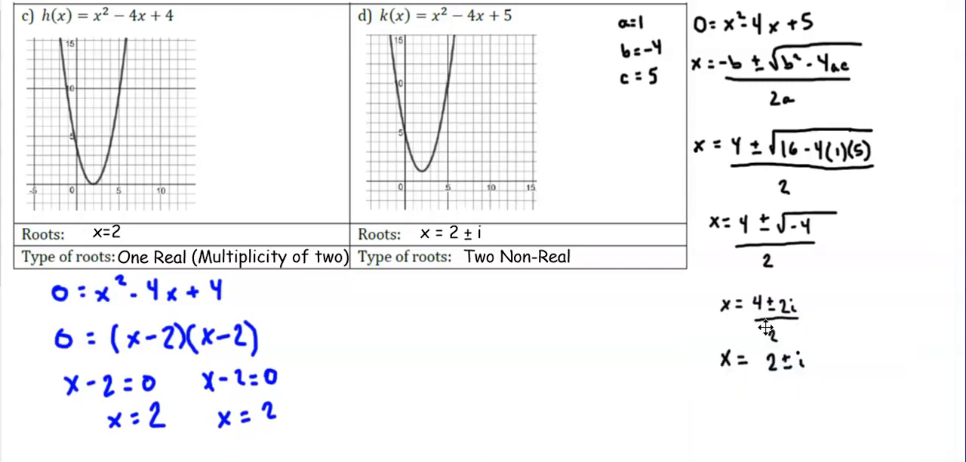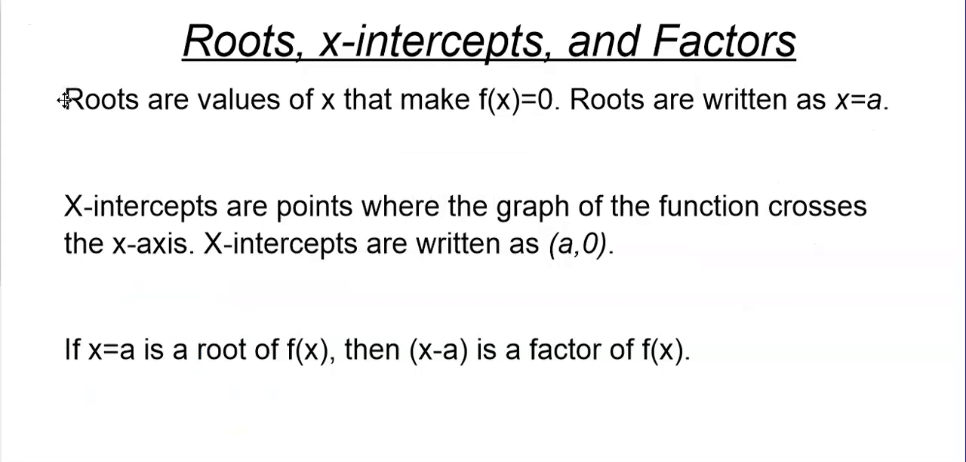And then I divide 2 into 4 and I get 2, and I divide 2 into 2i and I get i. So my roots are 2 plus i and 2 minus i. So I have 2 non-real roots. So roots are values that make f of x equal 0. So roots are written as x equals a.